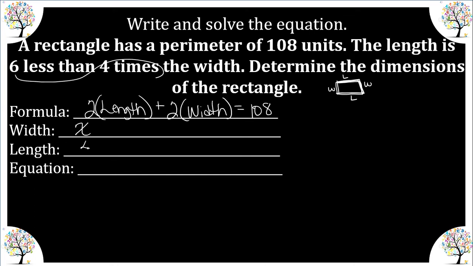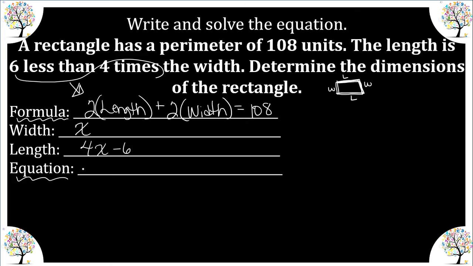So it's going to be 4 times the width, which is x, minus 6. Now here is the thing you need to make sure to not forget, and this is why I use parentheses. Now we're going to use our formula to create the equation. This is a very important part of the process.